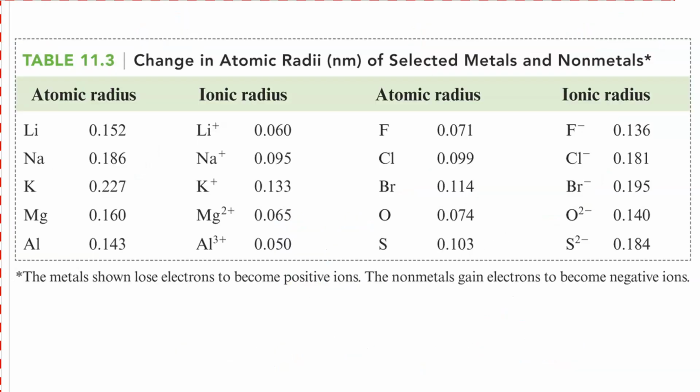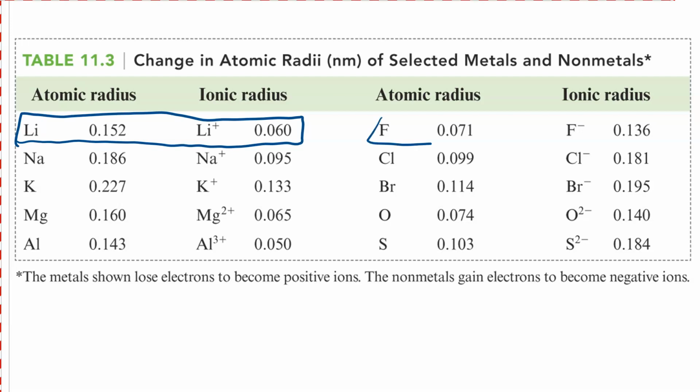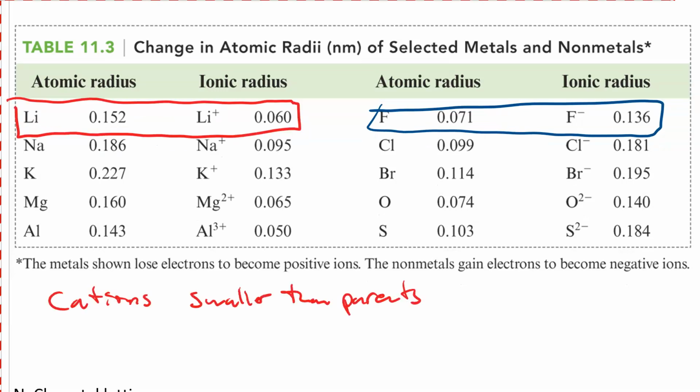This table shows some actual numbers. Look here. A lithium ion is more than twice as small as a lithium atom. On the other hand, a fluoride ion is almost twice as big as a fluorine atom. If you compare any cation with its parent atom, you will see that it is smaller.